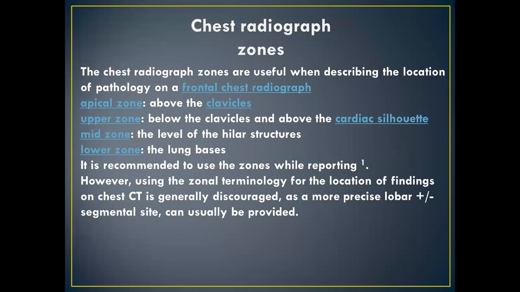We have what is called lung zones. These zones are useful when describing the location of pathology on frontal chest X-ray only. However, these zones are not used in CT because the lobar and segmental anatomy is more precise. What are these zones? We have 4 zones: the apical zone above the clavicles, the upper zones between the clavicles and the heart, the mid zone at the level of the hilum, and the lower zones at the lung bases.